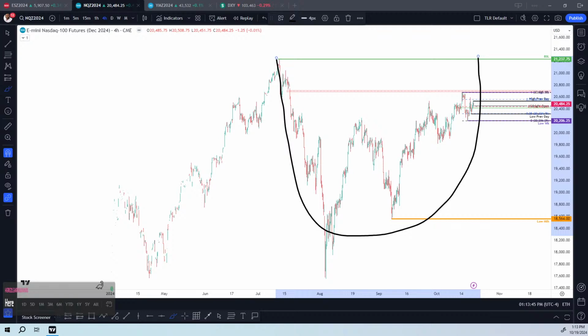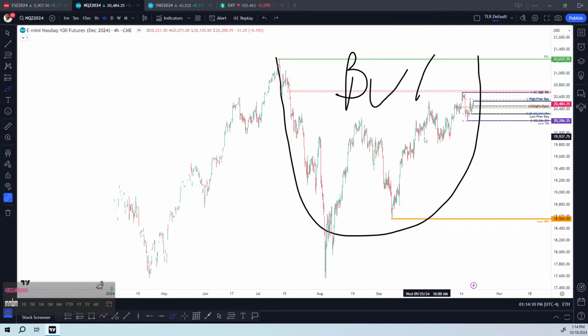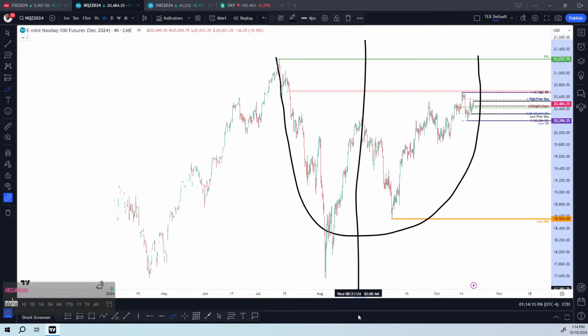Are we in a market maker buy model? Yes, we're in a market maker buy model, right? If we're on the right side of a market maker buy model, what's the higher time frame bias? Bullish, right? So our higher time frame bias is bullish because we're in a market maker buy model and we're on the right side of that buy model.